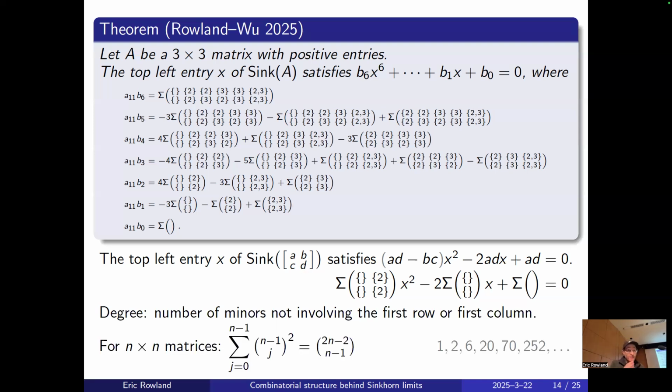And so you can actually count very explicitly the number of minors that don't involve the first row or first column in an n by n matrix, right? If you're looking for a j by j minor, you have j choices for the row and j choices for the columns. And it works out to be this central binomial coefficient. So for 2x2 matrices, we get degree 2. For 3x3 matrices, we get degree 6. For 4x4 matrices, we should expect degree 20 equations. For 5x5, we should expect degree 70. For 6x6, we should expect degree 252.